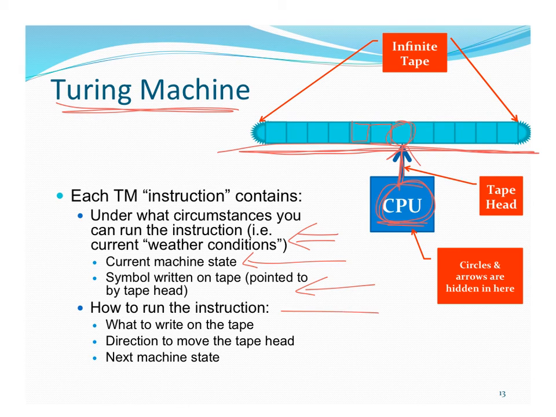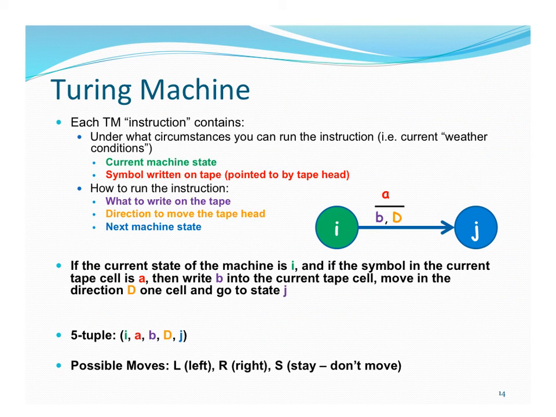And it's also going to tell us what to do, how to run the instruction, right? What should we write on the tape? How should we move the tape head? And how do we transition to our next circle, our next state in here? So let me go into a little bit more detail about this. So, this is what we had before, and now I'm just going to explain it, okay?